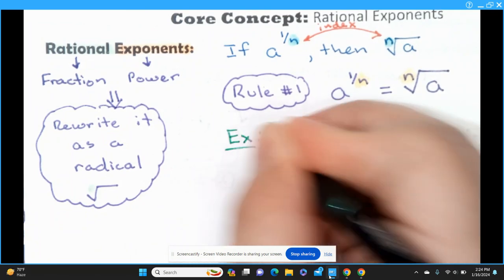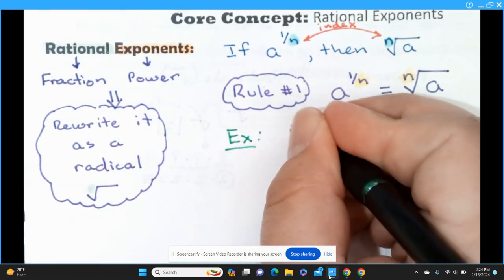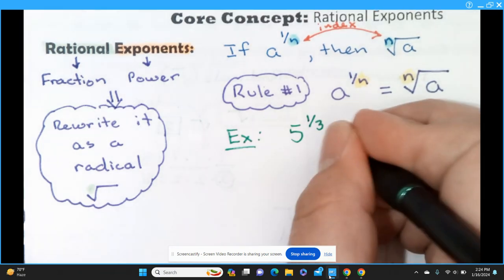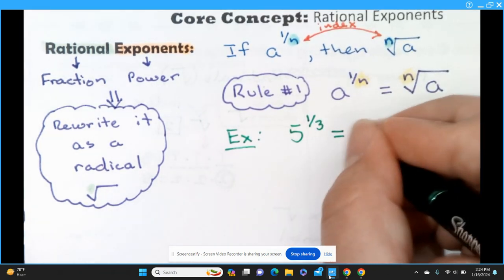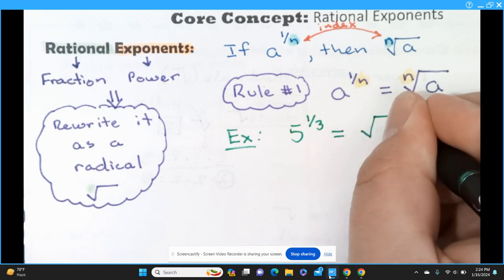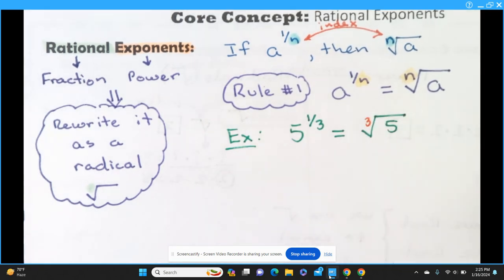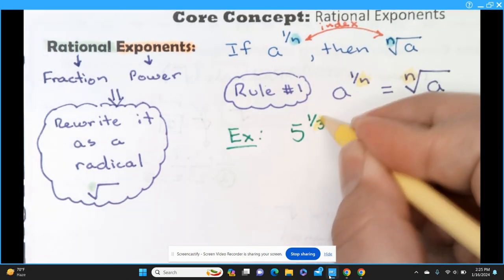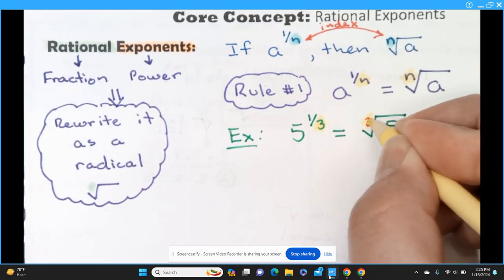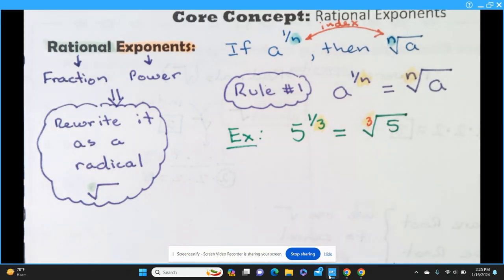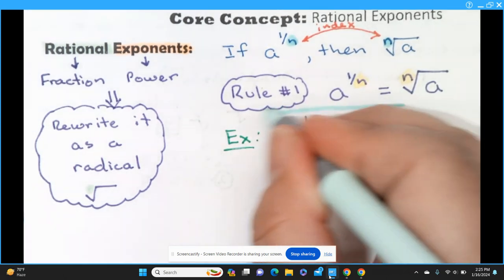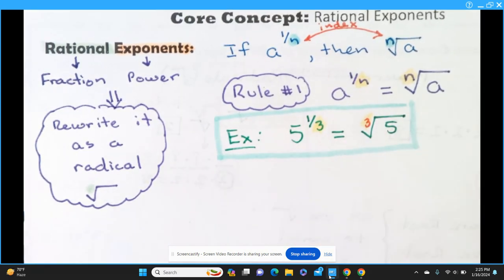So if I were to say this, 5 to the power of 1 over 3, that means that I can rewrite this. Because this is a fraction, I'll write it as a radical. There's the 5 on the inside, but my index would be a 3. Why? Because my denominator is the index. My index is the denominator in case I ever have to go backwards. But that's how we would rewrite it and set it up. So there's the example for that first rule. And now we're going to modify the rule just slightly.